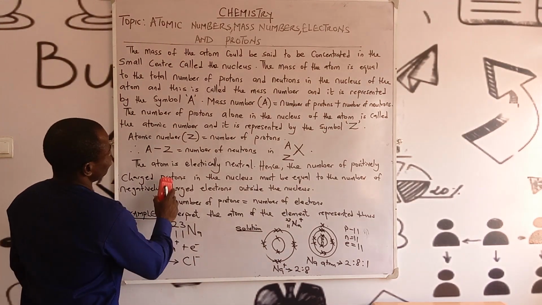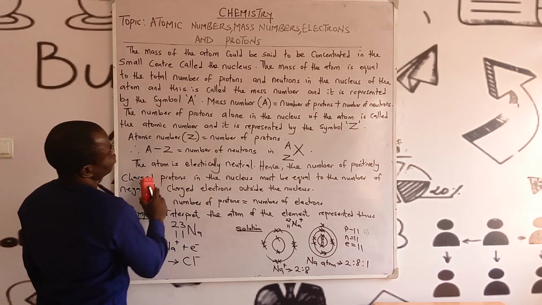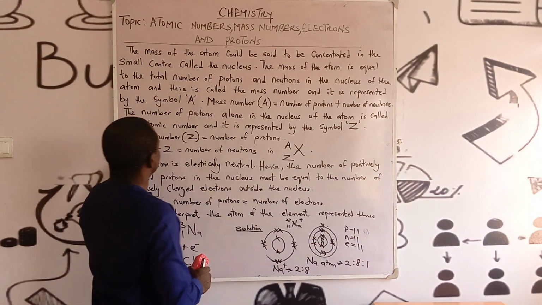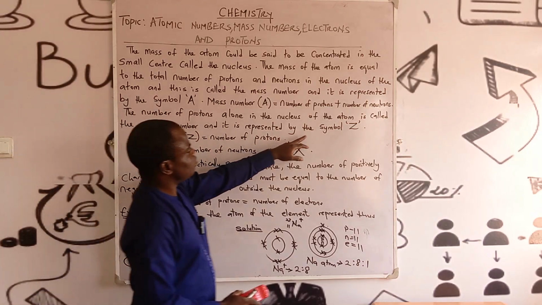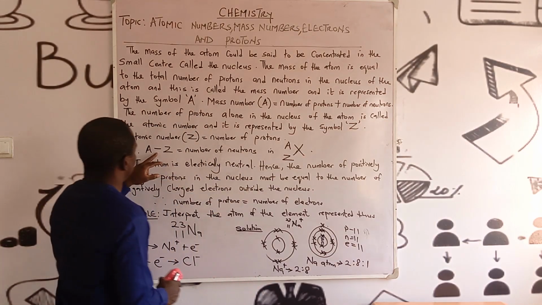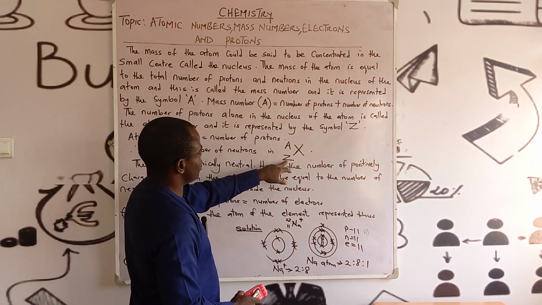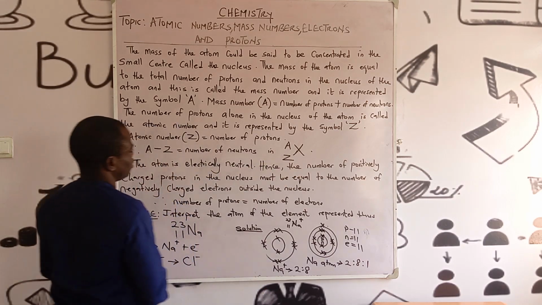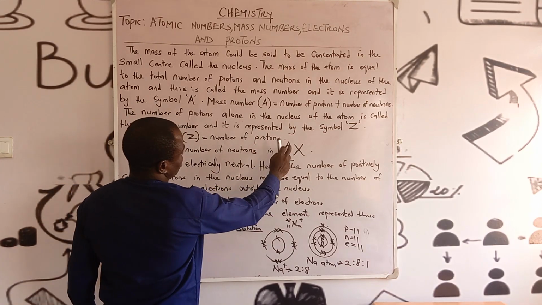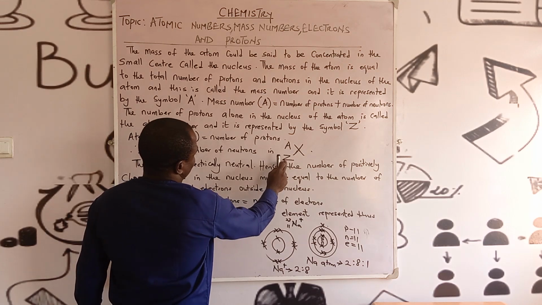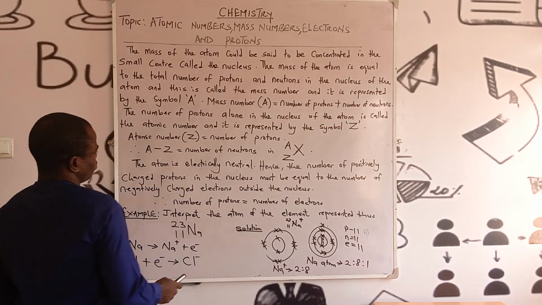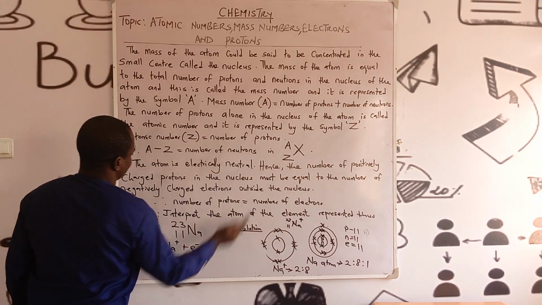Now let's continue. Atomic number equals number of protons. The number of protons alone in the nucleus of the atom is called the atomic number, and it is represented by the symbol Z. Atomic number Z equals number of protons. A minus Z equals number of neutrons in A, Z, X. This X stands for the element, A stands for the mass number, not atomic mass, and Z stands for the atomic number. A minus Z equals the number of neutrons.